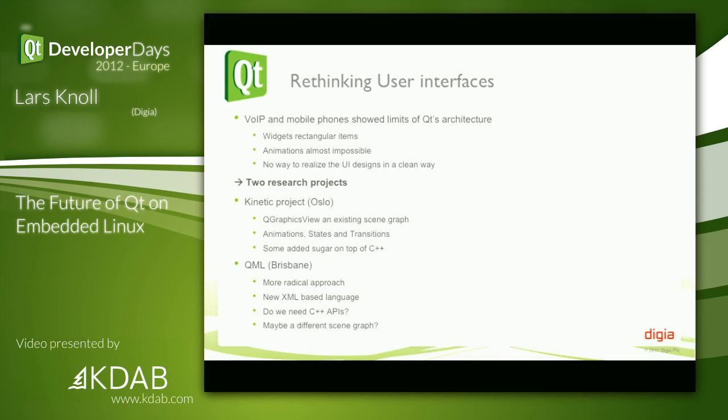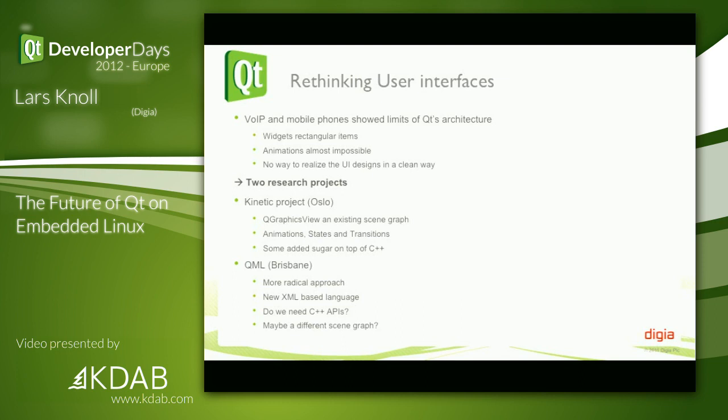And any change in the UX requirements was leading to a huge rework of the whole stack on the C++ side. It was impossible to maintain. So we really had two research projects going on that tried to attack that. And that's a little bit the history of how QML came to be.